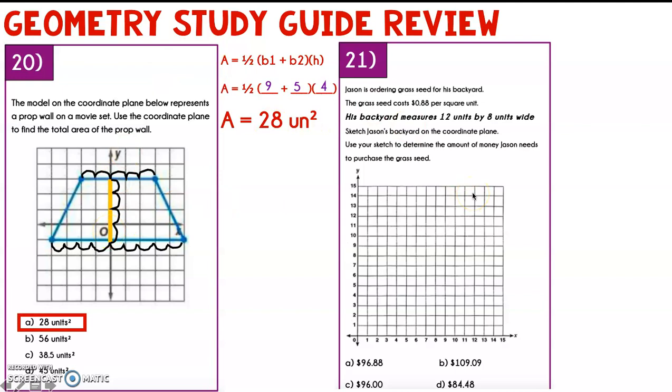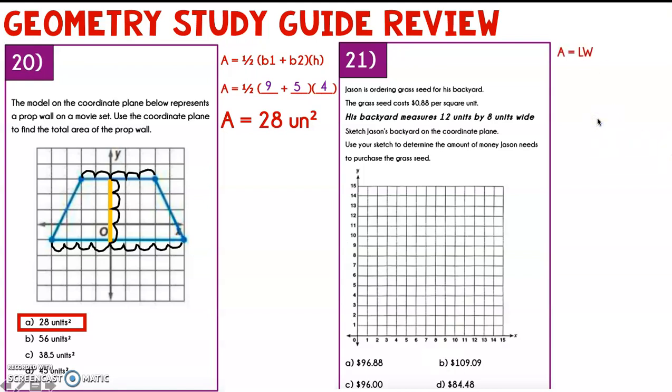Okay. And now 21, it says, Jason is ordering grass seed for his backyard. The seed costs 88 cents per square foot, and his backyard measures 12 units by 8 units wide. Sketch Jason's backyard in the coordinate plane and use your sketch to determine the amount of money that Jason needs to purchase his grass. So a lot of you guys asked me yesterday when you were working, do I have to use the coordinate plane? And the answer is no. No, you don't have to use the coordinate plane. If you can figure it out without, that's fine as well.